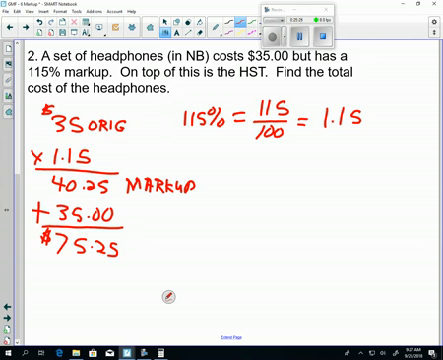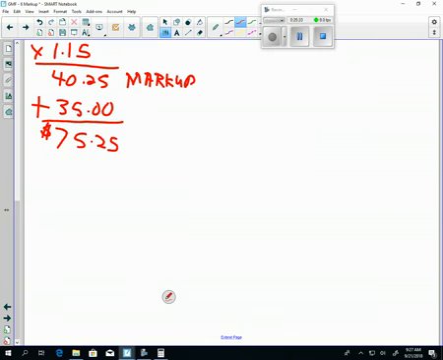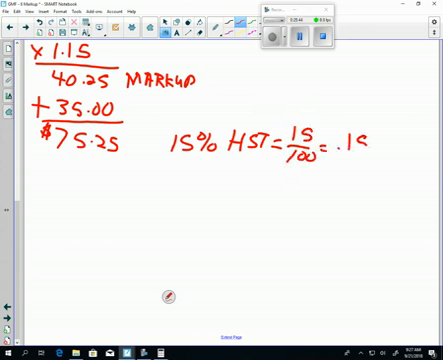Then you take it to the cash register, and she's going to ring it up, and she's going to add 15% for taxes. So if I change that to a decimal, remember it's 0.15. So I have to multiply that first. If I do 0.15, whatever I get, I have to add it to that. So 75.25 times 0.15.